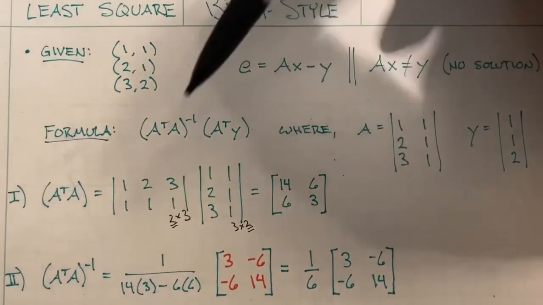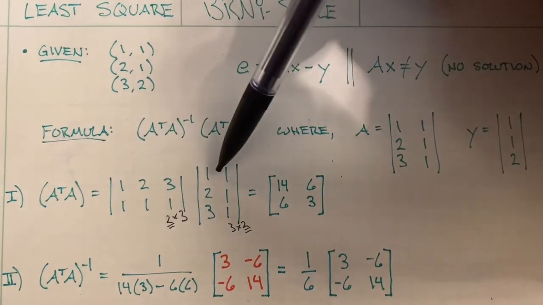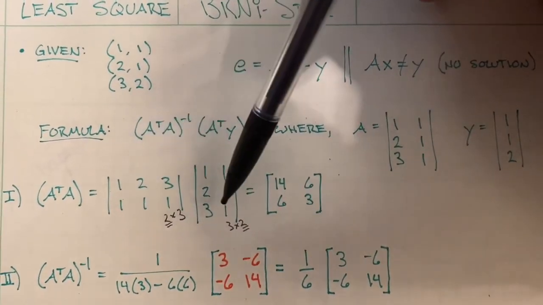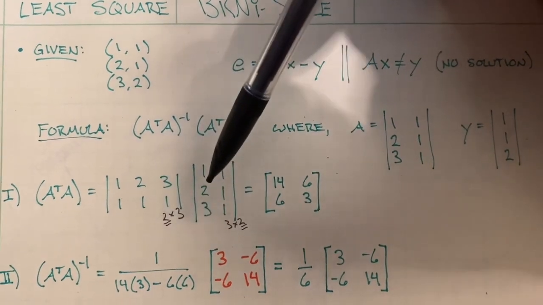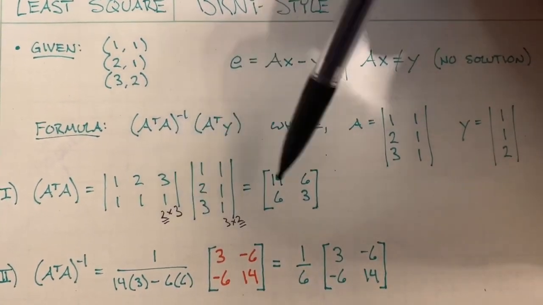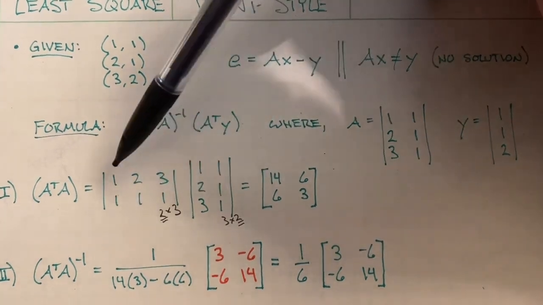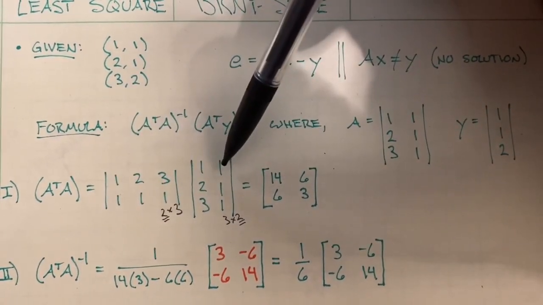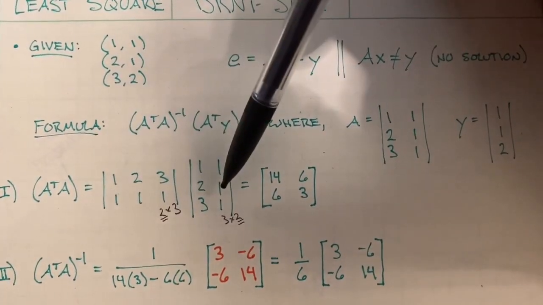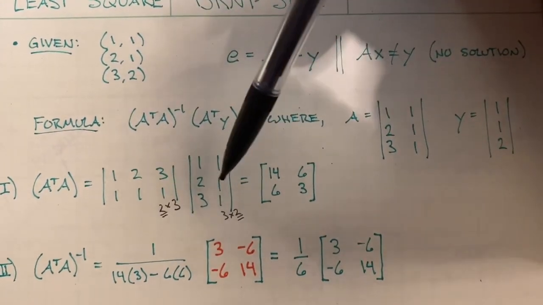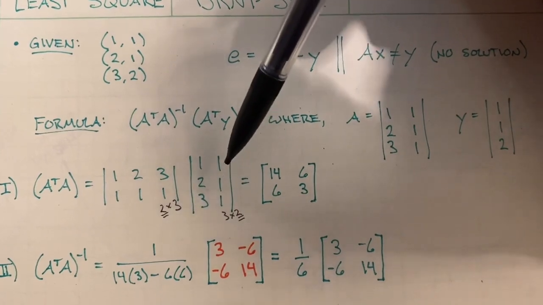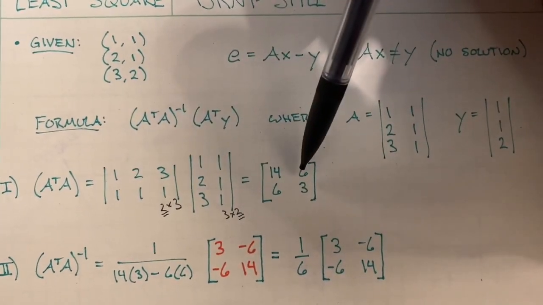All right, one step at a time. 1 times 1 is 1. 2 times 2 is 4. 3 times 3 is 9. 9 plus 4 plus 1 is 14. Then 1 times 1 is 1. 2 times 1 is 2. 3 times 1 is 3. 3 plus 2 plus 1 is 6.